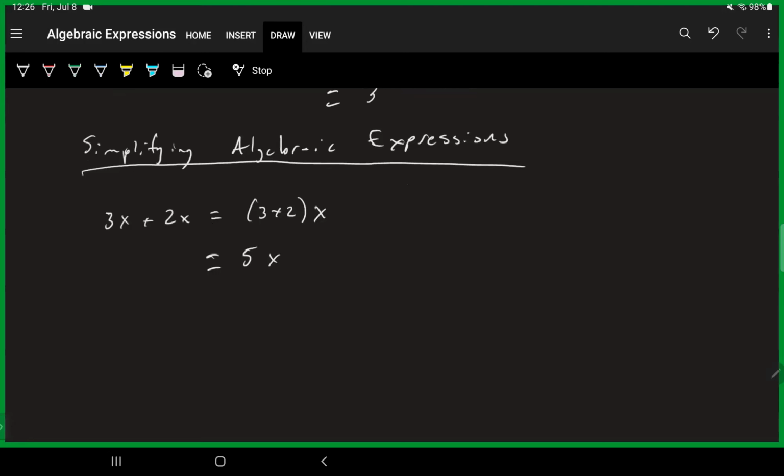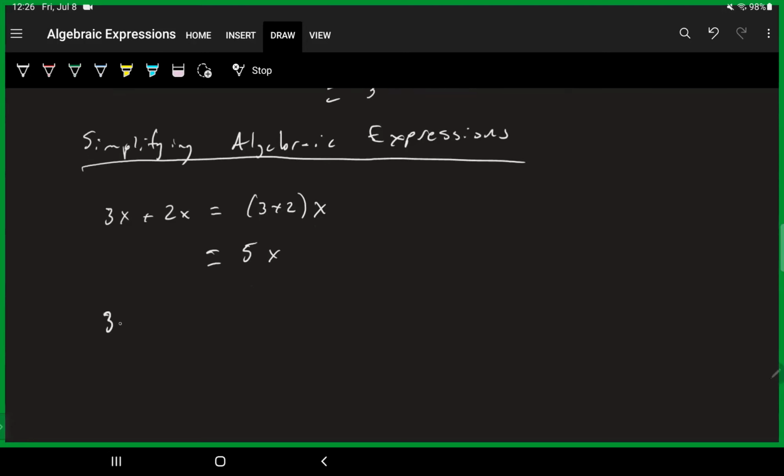On the other hand, 3x plus 2y is already simplified. Sorry about that. So 3x and 2y, they're already simplified because I have a different variable here. Since I have a different variable, I cannot combine them. It's pretty much like asking 3 apples and 2 oranges. You can't really combine that in a meaningful way.